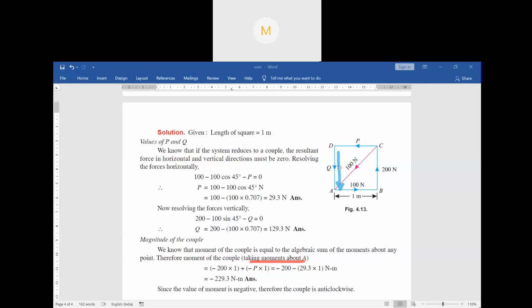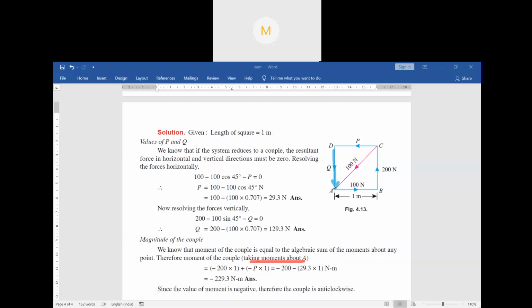This force, if it is here, then it is 1 meter. Yes or no? Okay sir. If it is here, it is coming directly to A, understand? That is why there will be no distance. Zero. Simple. You got it now? Okay, very good.